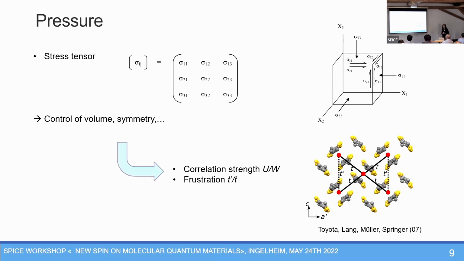Now, again, as Jörg already nicely introduced this morning, pressure is actually a very versatile tuning parameter, and this comes from the fact that it's a tensorial quantity. So basically, we have many different ways of how we can control pressure. For example, if we choose certain types of pressure, we can control the volume or the symmetry or both of that. And this obviously will be of relevance if we look at Mott insulators, where, in a first naive thought, we think that we can control the correlation strength via the volume and something like the frustration via controlling symmetries.